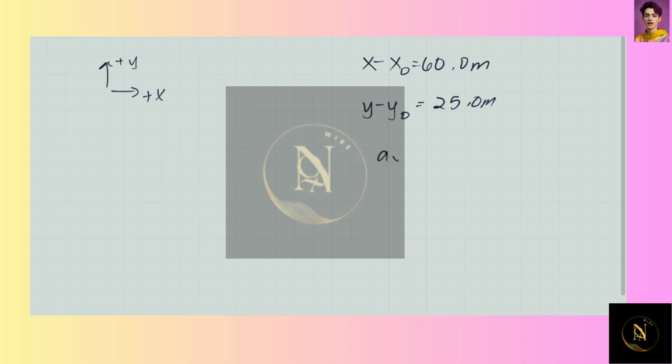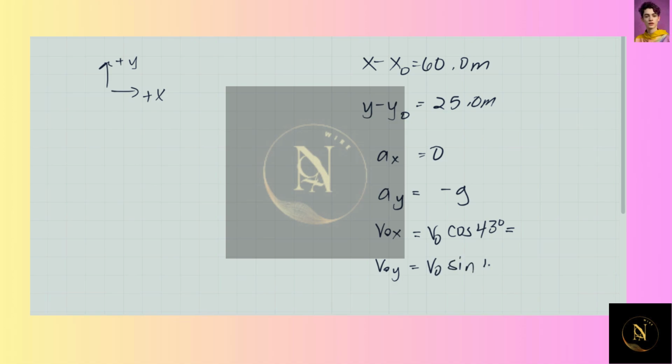We know the acceleration in the x direction is equal to 0. Since it's falling down, the acceleration in the y direction is negative g. So we also need the velocity in the x direction and the velocity in the y direction. So this is v naught cosine of 43 degrees. And this is v naught sine of 43 degrees.